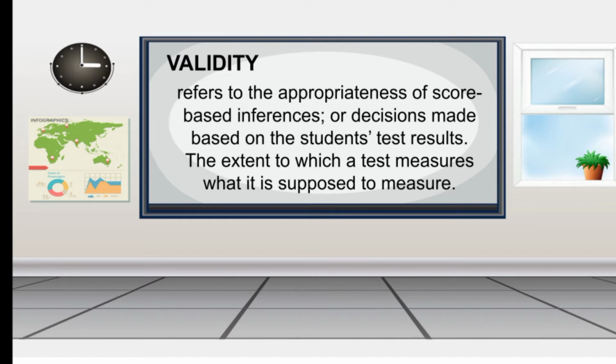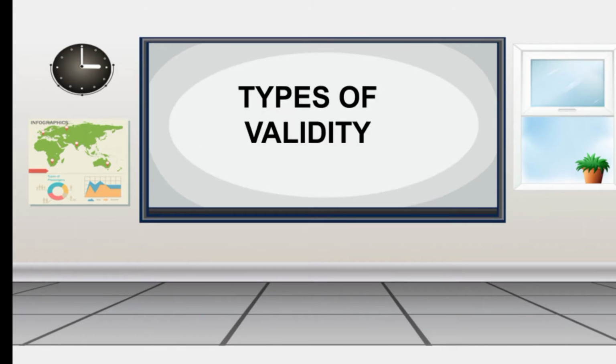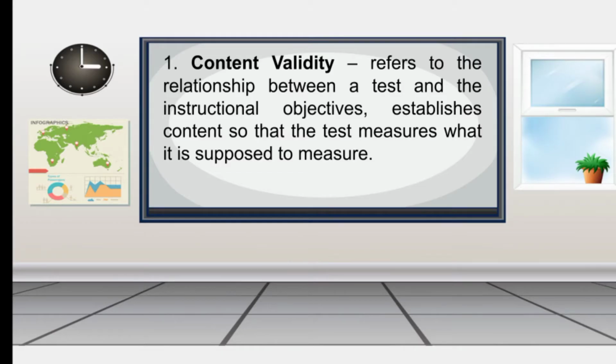For example, assessments used in the classroom. If an assessment intends to measure achievement and ability in a particular subject area, but then measures concepts that are completely unrelated, the assessment is not valid. There are types of validity. First, content validity. Content validity refers to the relationship between a test and the instructional objectives. It establishes content so that the test measures what it is supposed to measure.